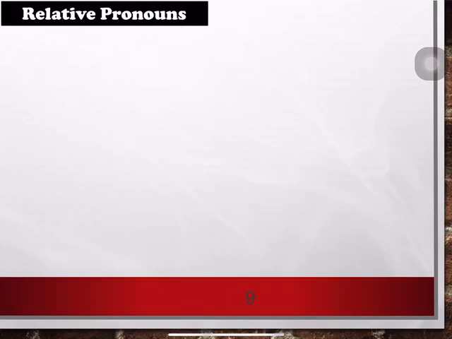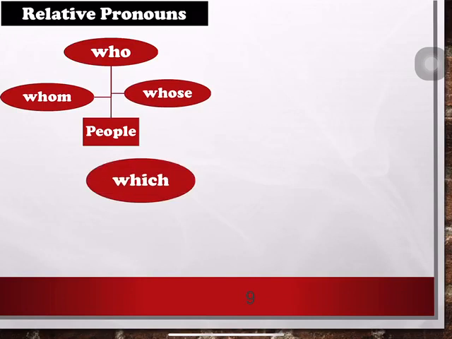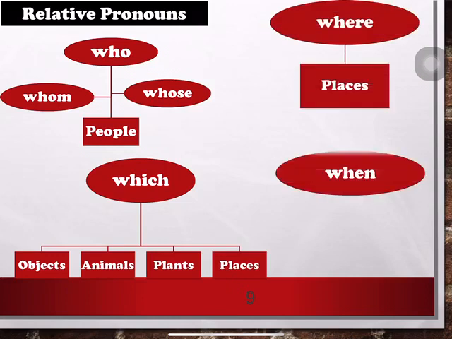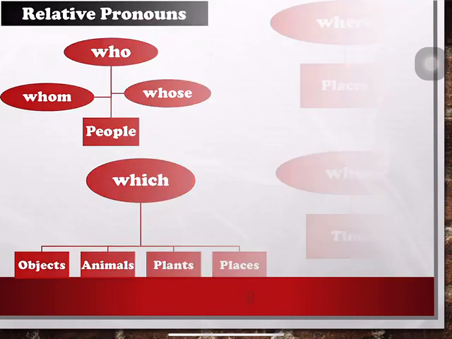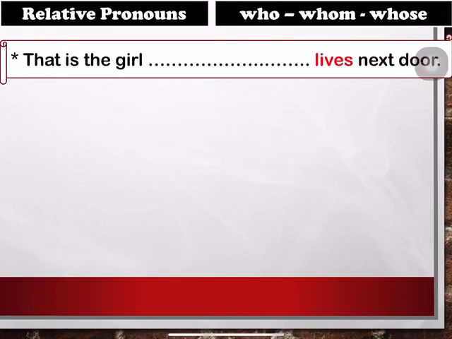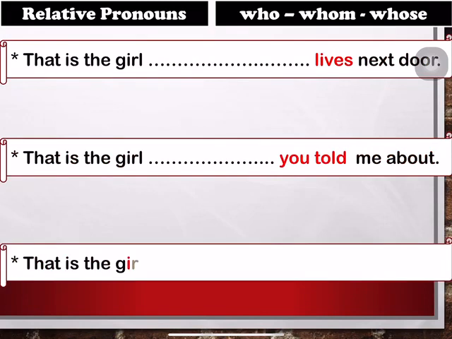Last year you studied something called relative pronouns, and as you know we have who, whom, and whose. They are used for people, and I have which. It's used for objects, animals, plants, and places. We have also where, which is used for places, and I have when, which is used for time. I will give you some examples to show you the difference. That is the girl who lives next door. That is the girl whom you told me about, and that is the girl whose car was stolen.